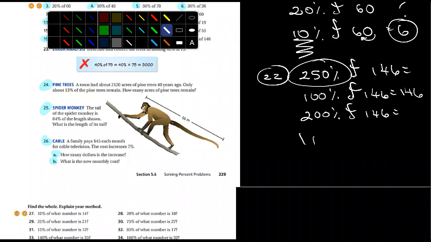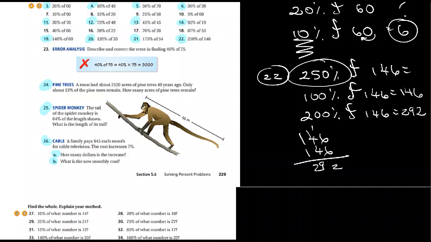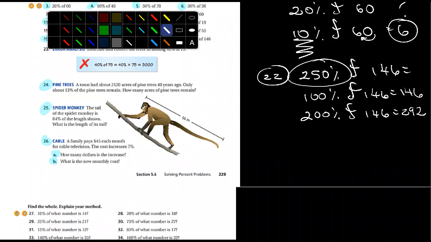So 146, 146, put up 50 points. Nicely done. That's 12. Carry the 1. There's 8, 9, 292. So that's 200%. If you're trying to figure out 200% of a number, if I said 200% of 17, well, just double 17. It's going to be 34.